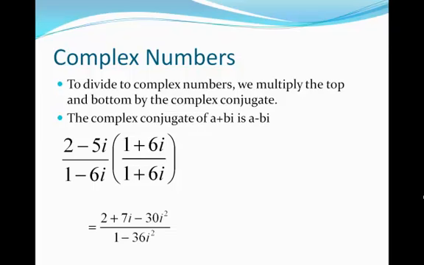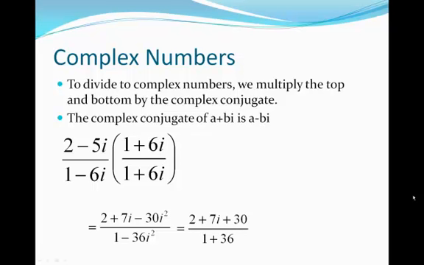And what I'm going to have to do is fall back on how to multiply complex numbers. So up top, I'm going to FOIL that out and get 2 plus 7i minus 30i squared. On the bottom, I'm also going to FOIL that out and get 1 minus 36i squared. So it looks like I haven't really gotten anywhere. It looks even more complicated than what I started with. But remember, you can start simplifying this a little bit more, especially when you have the i squared. Let's go ahead and do that.